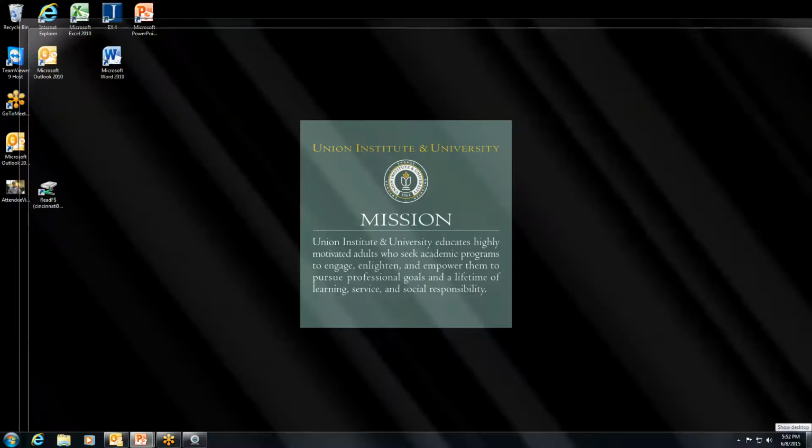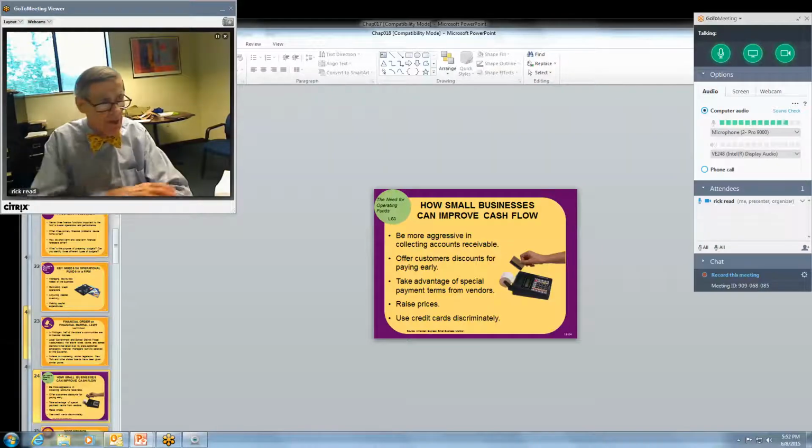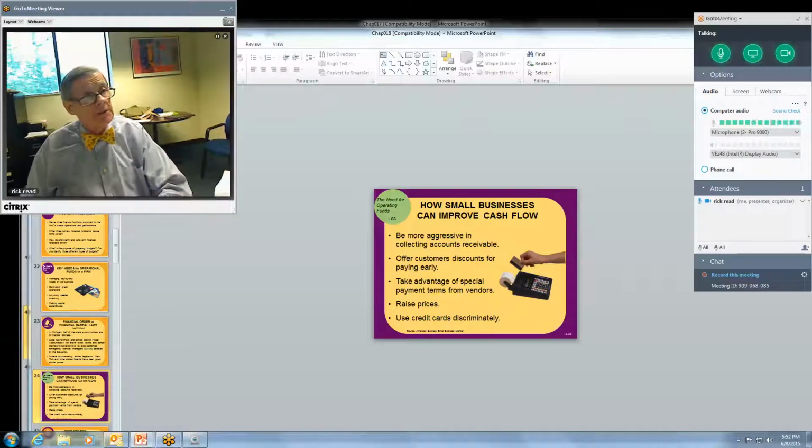Raise prices, again, something I really tell you to avoid doing. Not a good tactic unless you absolutely have to. Sometimes you're forced to, but that should be a last resort. And then use credit discriminately.